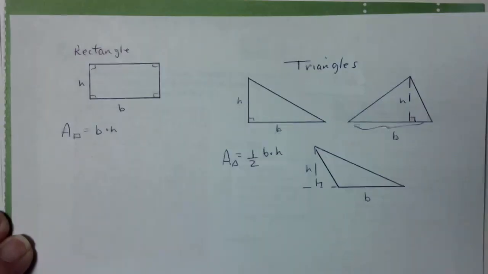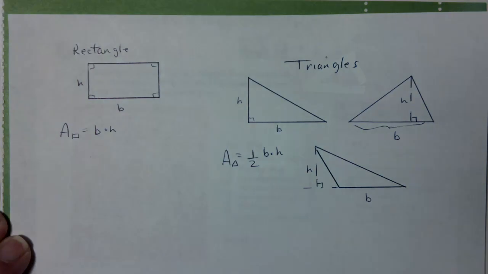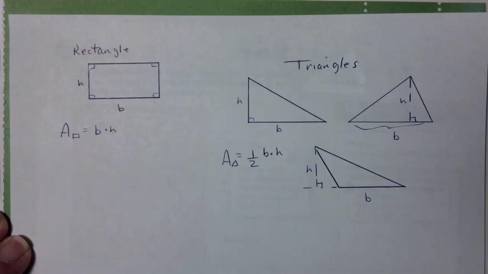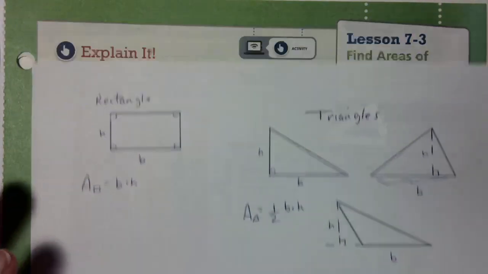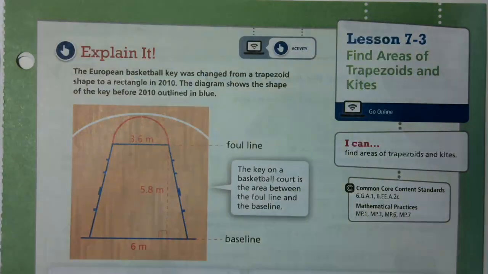Okay, so the base and the height, the small b, the small h, stands for base and height. We always use lowercase letters for that, and they always have to be at 90 degrees to each other. So don't forget any of that. Now let's start today's lesson on trapezoids and kites.